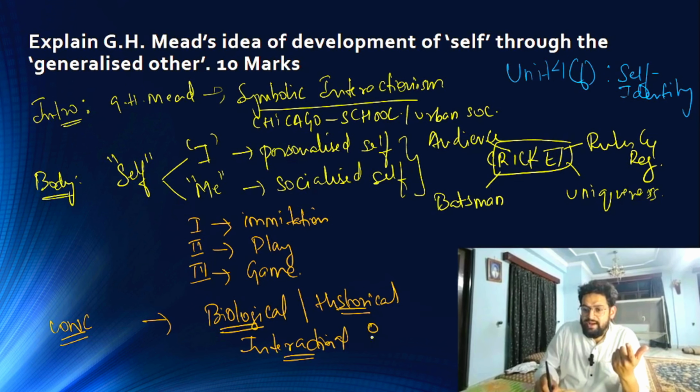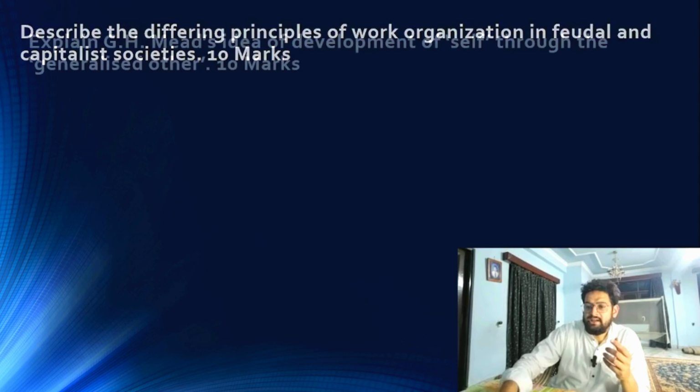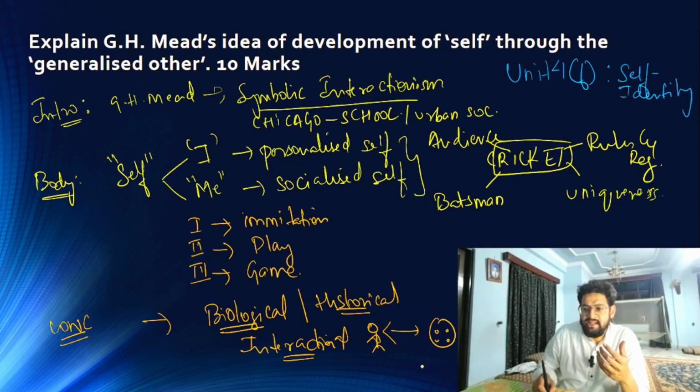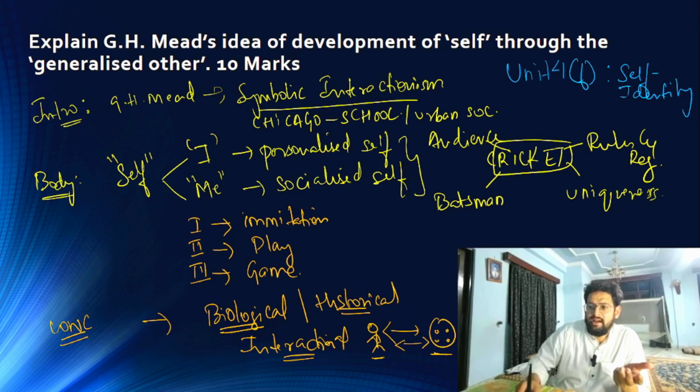Out of the individual, they will interact with the societies. An individual will interact with the societies, and that is how the self will get developed. So the individual is there, they interact with the society, and society will interact back. In this way that is how the development will take place. So the introduction is there, the body is there, the conclusion is there, and then I have explained to you the example of a cricket player, how the self is developed.